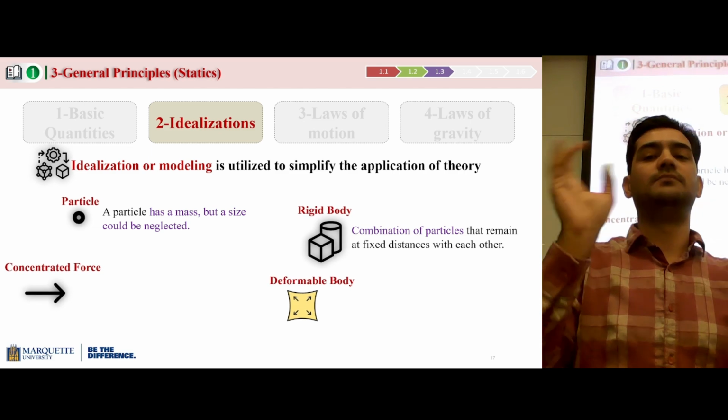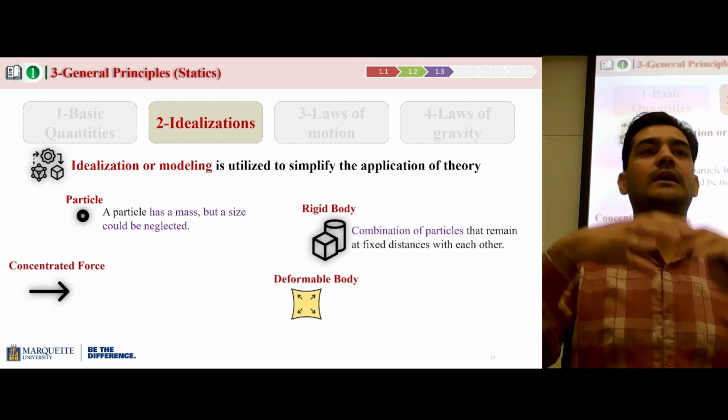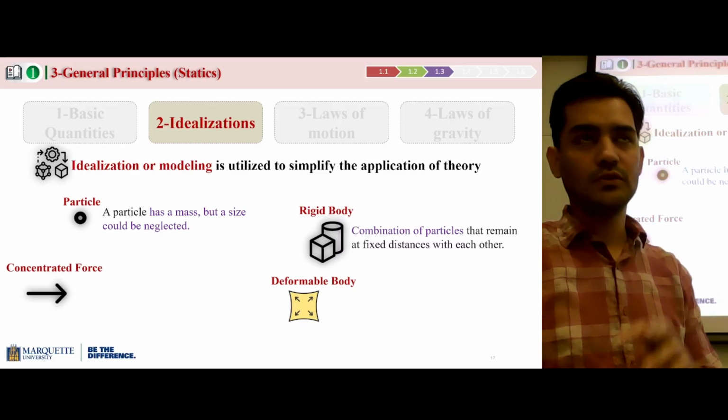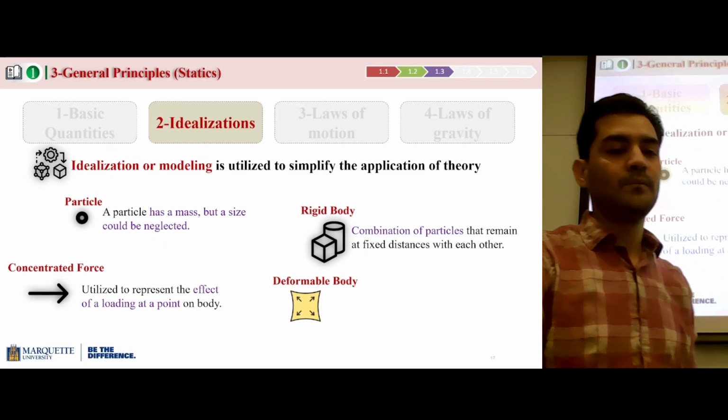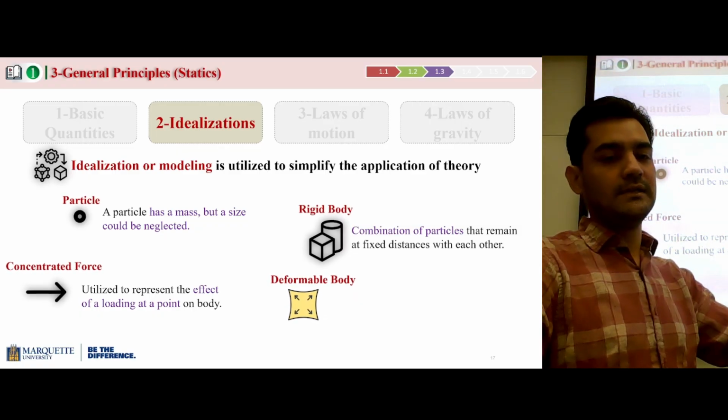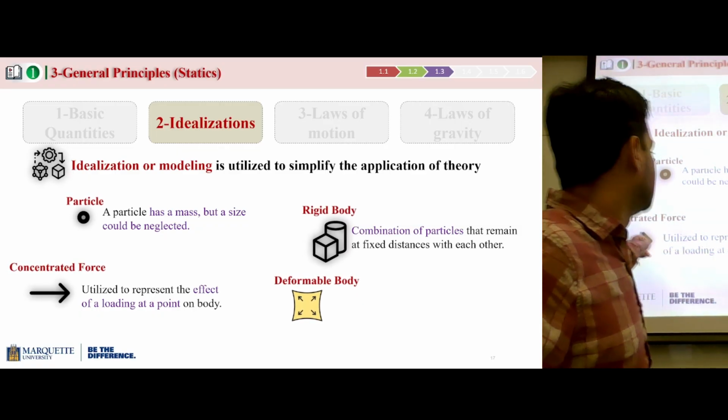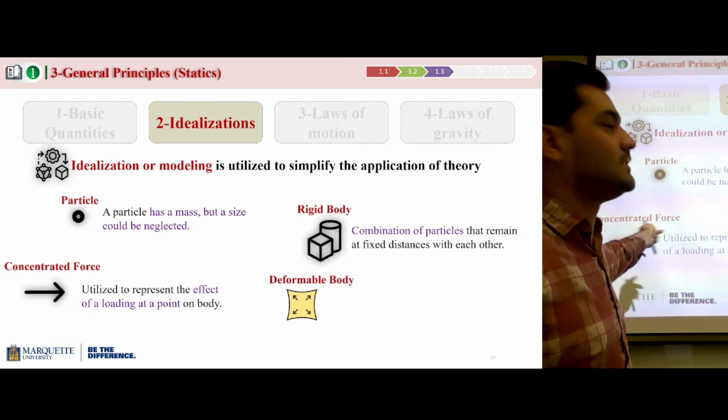So saying this is that it's not going to change shape. So if something is not going to change shape, that's a rigid body. And then forces basically are represented as this. So concentrated force, this is an arrow.